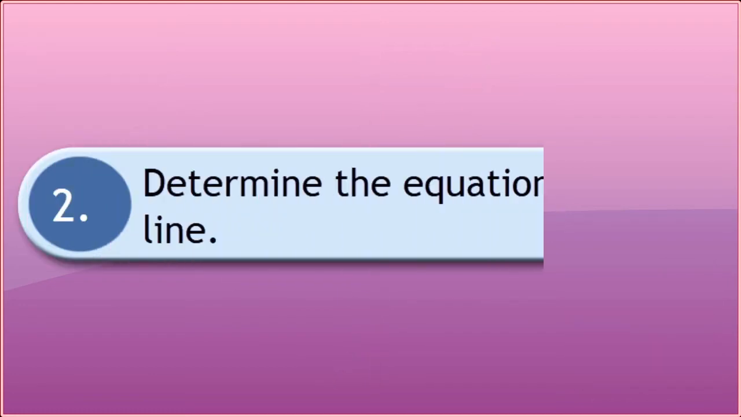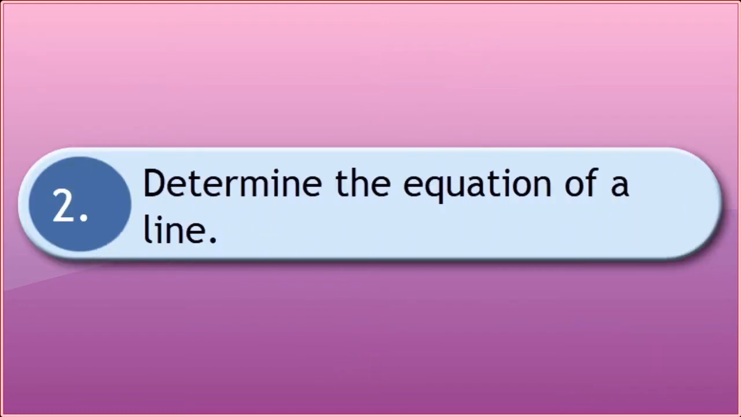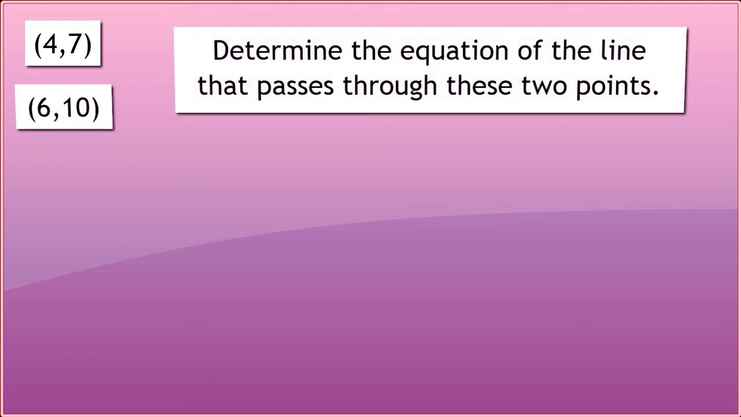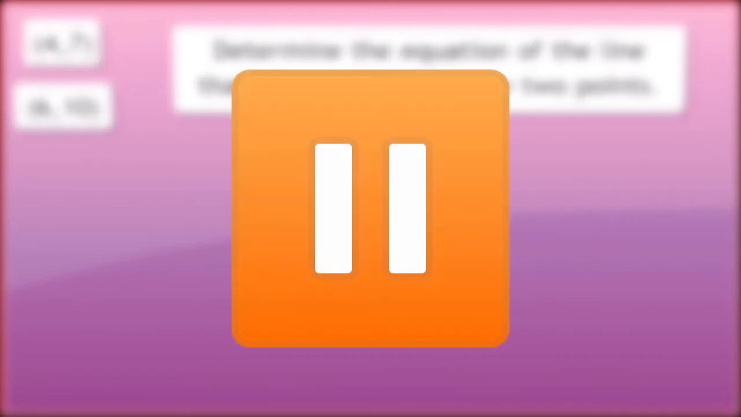Number 2. Given 2 points, you should be able to determine the equation of the line that passes through them. For example, given the points (4, 7) and (6, 10), let's determine the equation of the line that passes through these 2 points. Pause here if you'd like to try the example on your own.